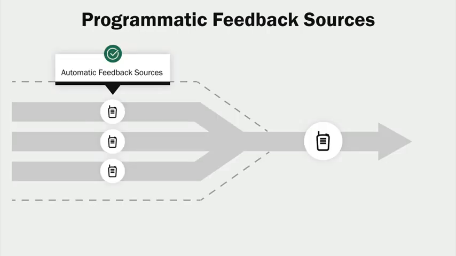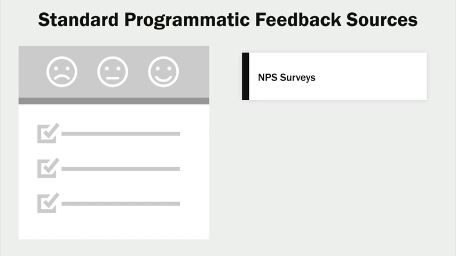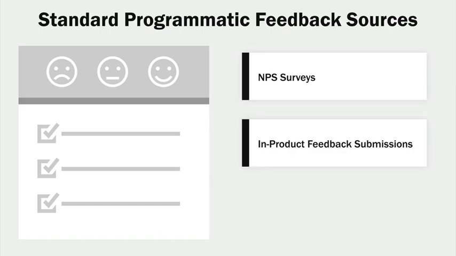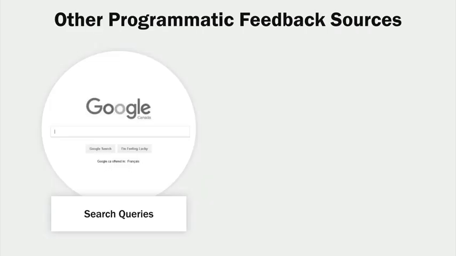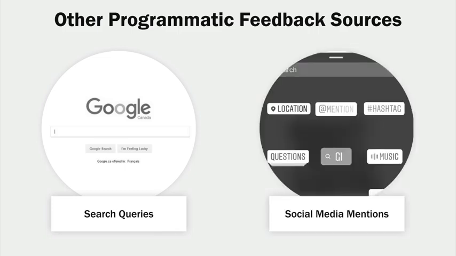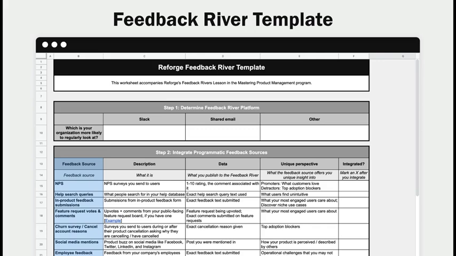Programmatic feedback sources are feedback sources for which you can automatically initiate feedback collection and publish to the feedback river. Some standard feedback sources here might include NPS surveys, in-product feedback submissions, and churn surveys. Outside of these standard sources, think also about other feedback sources that give you user insight, but might not be those you typically use. Some examples would be help search queries, what people search for in your help database, and social media mentions, the product buzz you get on social media networks like Facebook, Twitter, LinkedIn, and Instagram. A longer list of common programmatic feedback sources is tracked on the Reforge Feedback River template.